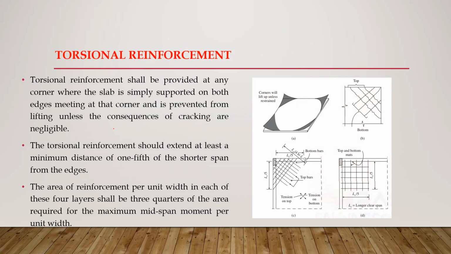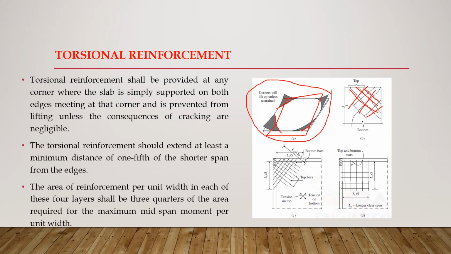Now let's come to torsional reinforcement. If you can see on the diagram here, if this is our slab, our edges or corners are being lifted up, and this lifting may be due to various reasons. As a result of this lifting up of corners, there are cracks at the bottom of the slab. You can see these are cracks at the bottom. So torsional reinforcement has to be provided at the corners of our slab if they are prevented from lifting.